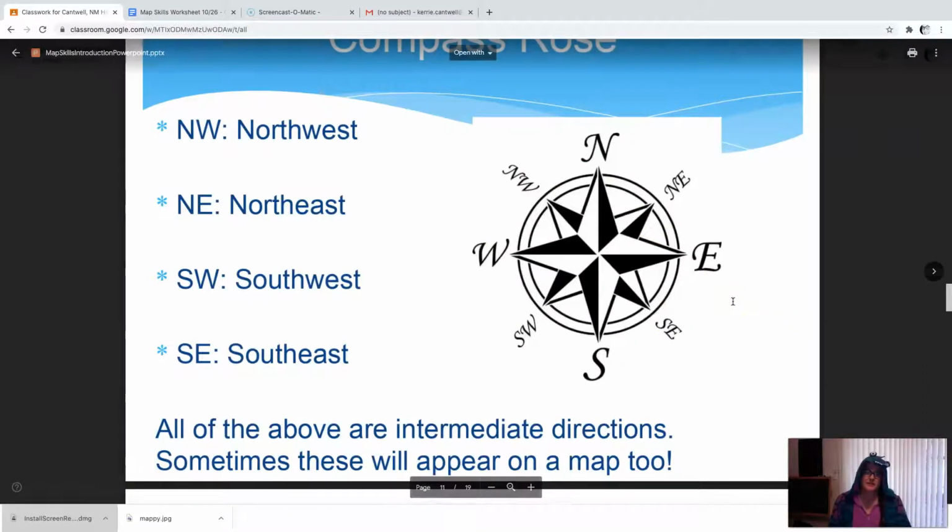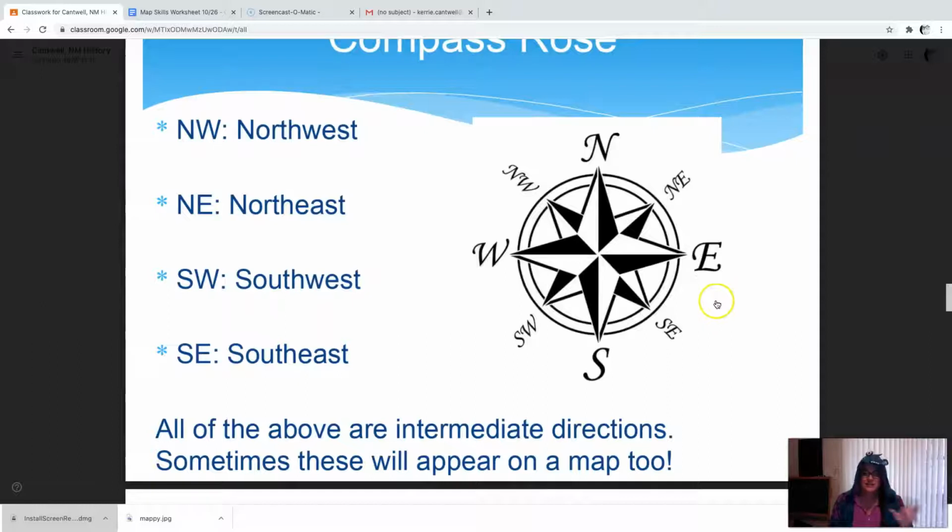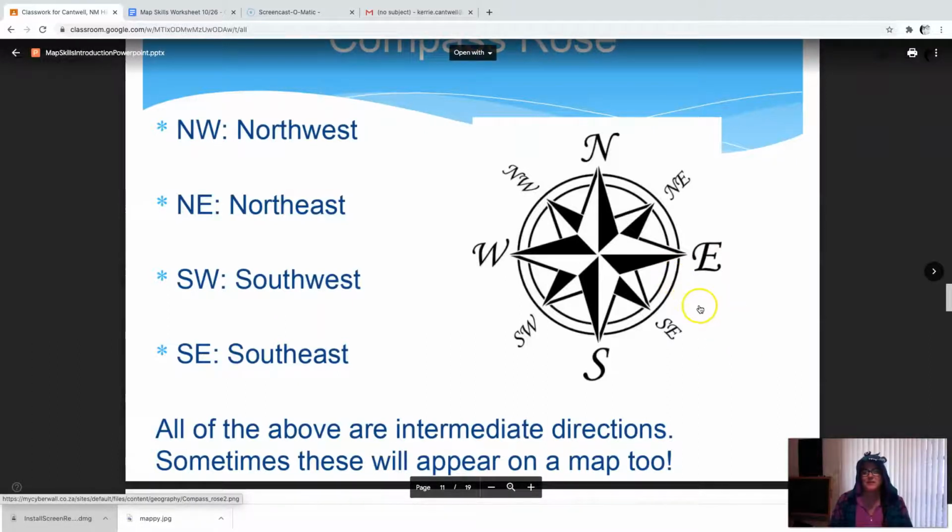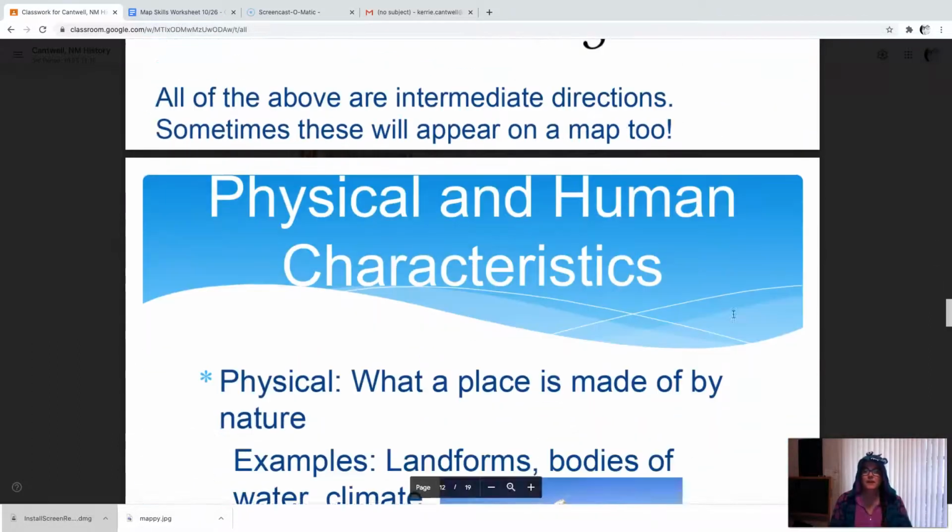It's built in there because we are broken into these regions, these areas, and that's how the mailmen know where to deliver your mail.